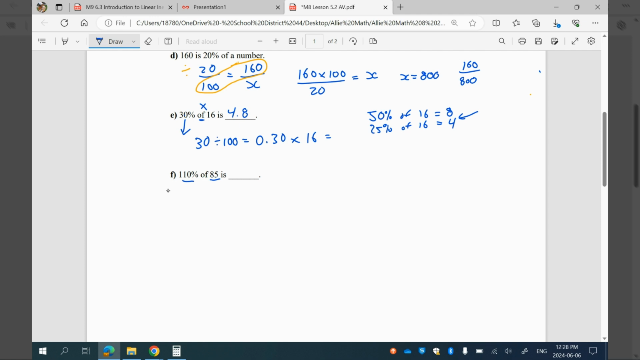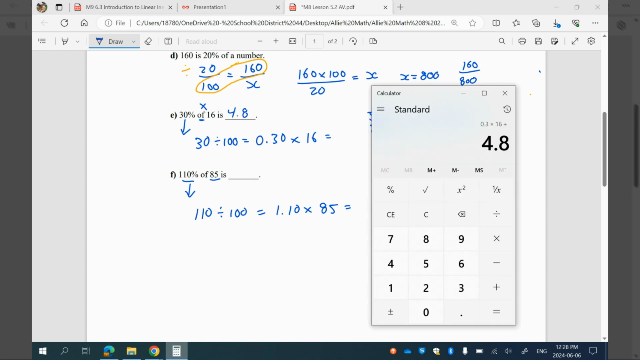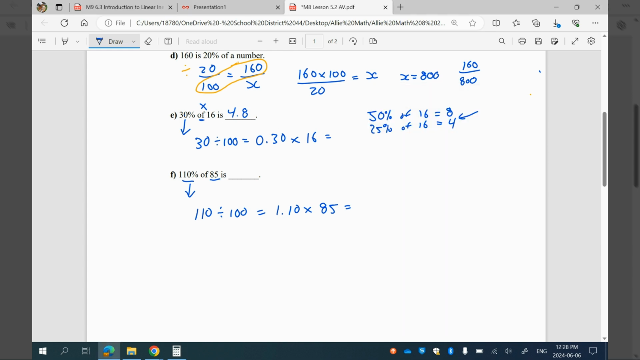So let's find 110% as a decimal. So let's go 110 divided by 100. It's going to give us 1.10. And then we're trying to find of, remember, which is multiplication. So let's do 1.10 times 85 and we get 93.5. There you go. So 93.5, that makes sense. So 110% of 85 is 93.5.